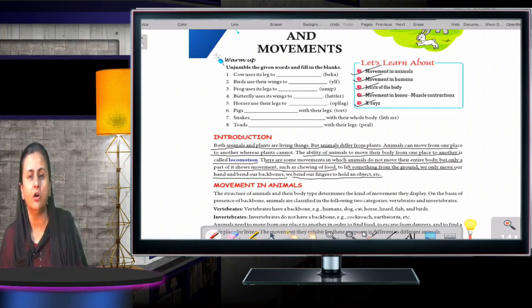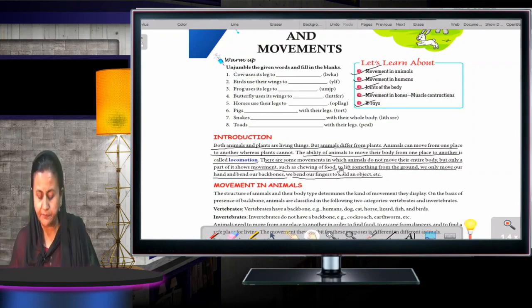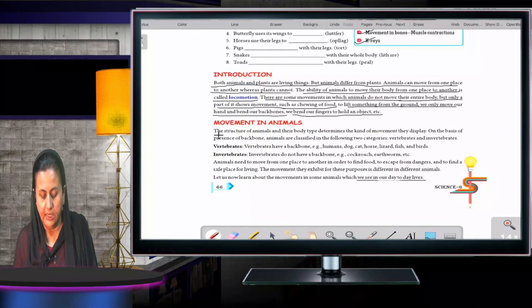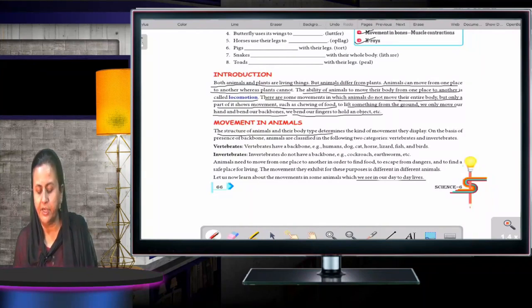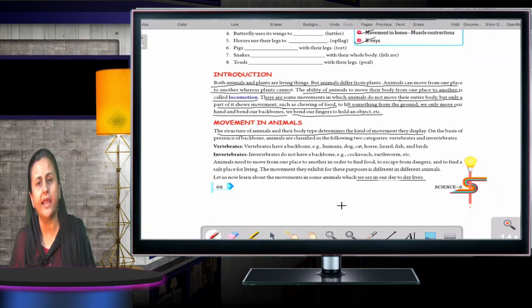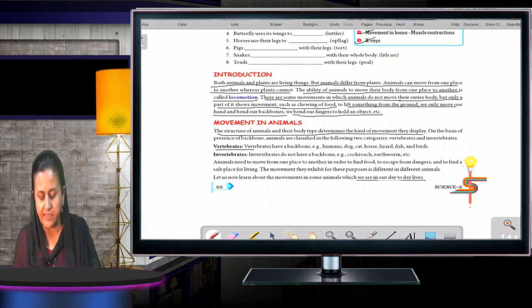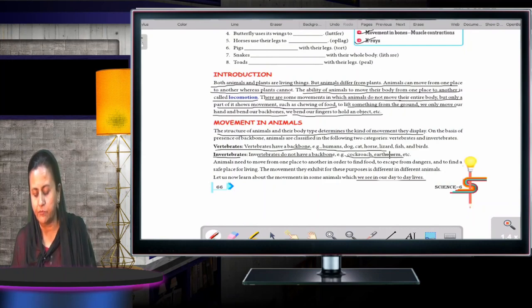Okay, now we are going to talk about movement in animals. The structure of animals and the body type determines the kind of movement they display. Children, on the basis of the backbone, the animals have been divided into vertebrates and invertebrates. The animals which have a backbone are known as vertebrates, whereas the animals which do not have backbones are known as invertebrates. Okay, vertebrates have a backbone, for example human, dog, cat, and invertebrates do not have a backbone, for example cockroach, earthworm, etc.